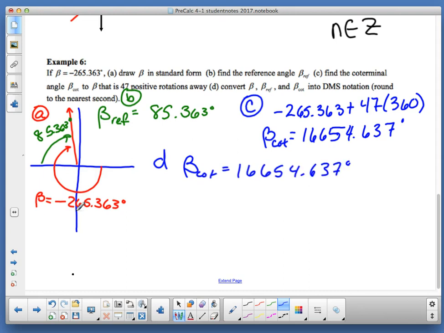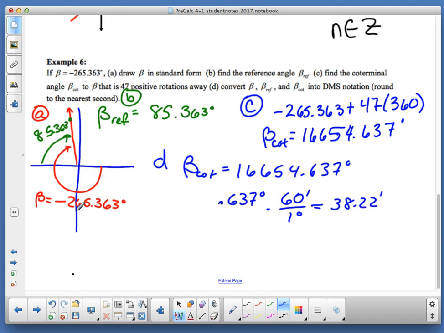16654.637 degrees. Now remember, in DMS, the D is the stuff on the left side of my decimal, okay? The M is minutes. And when I'm doing it, I know there are 60 minutes per degree. So 0.637 degrees, and there are 60 minutes in 1 degree, and I'm going to multiply those. So I got 0.637 times 60, and that's 38.22.